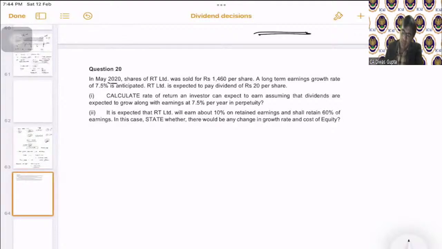So question number 20. In May 2020, shares of RT Limited were sold for 1460 per share. A long-term earnings growth rate of 7.5% is anticipated. That means G is equal to 7.5%. RT Limited is expected to pay a dividend of rupees 20 per share. Calculate the rate of return an investor can expect to earn, assuming that the dividends are expected to grow along with the earnings at 7.5% per year in perpetuity.